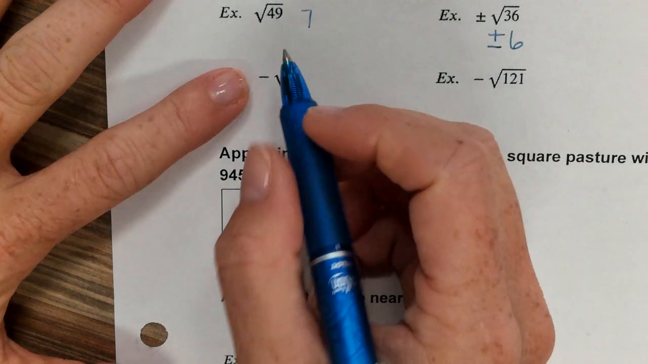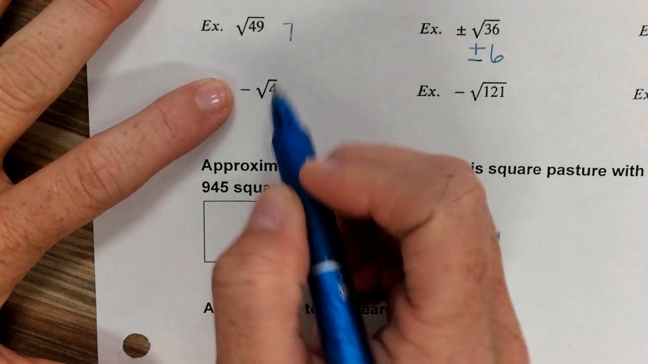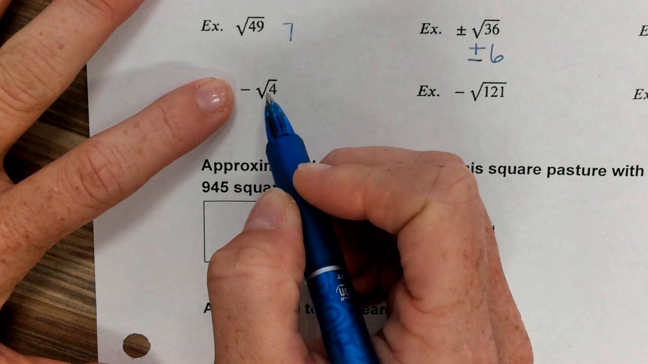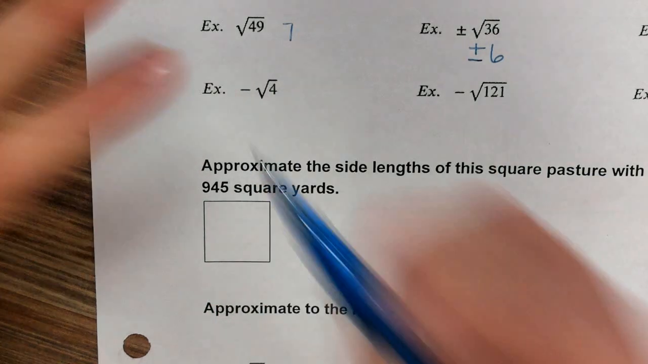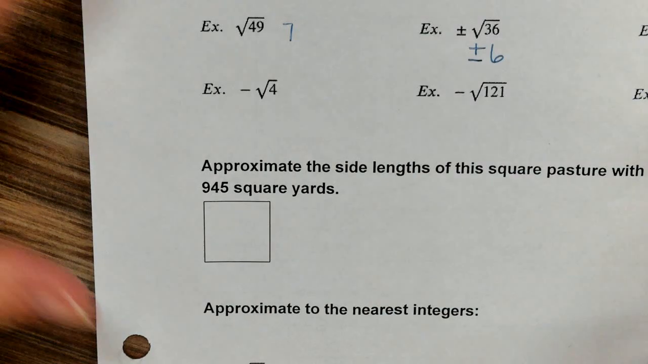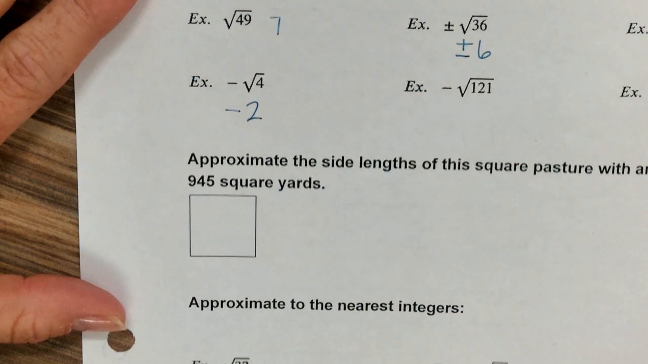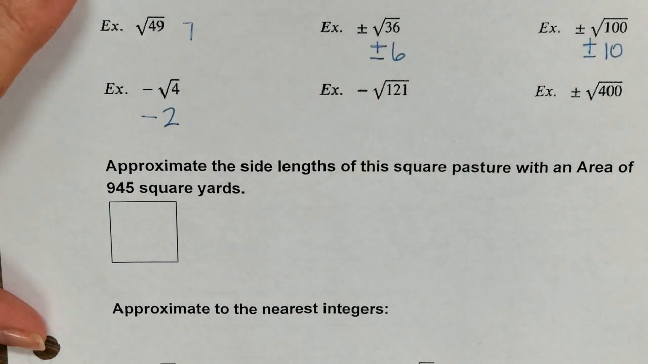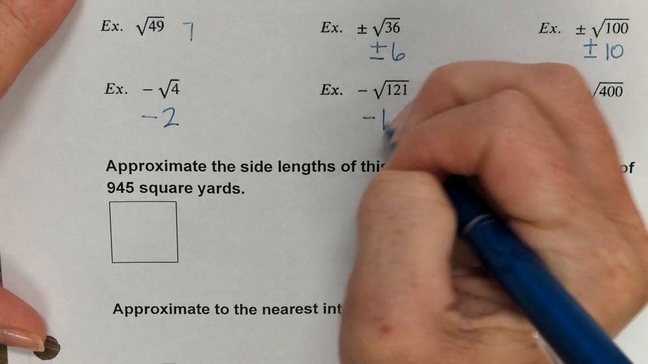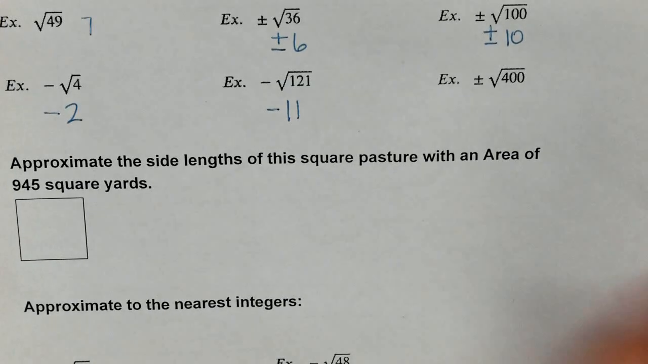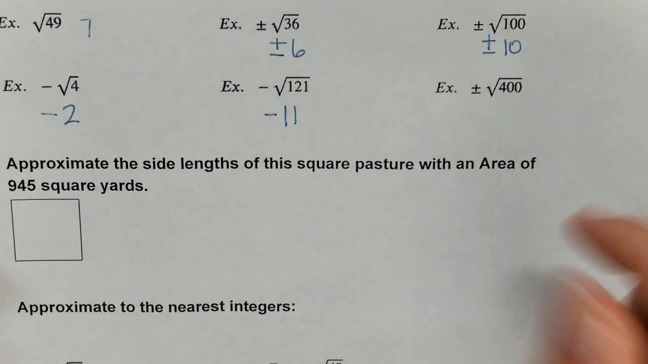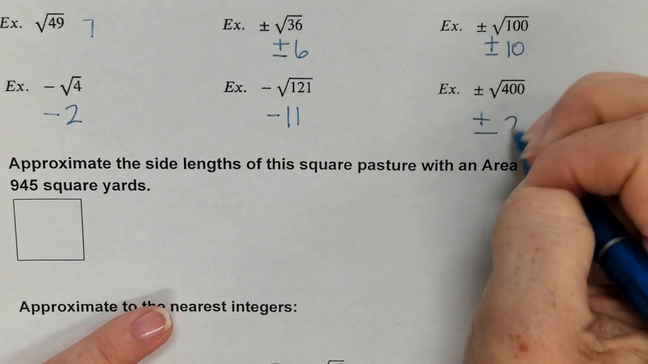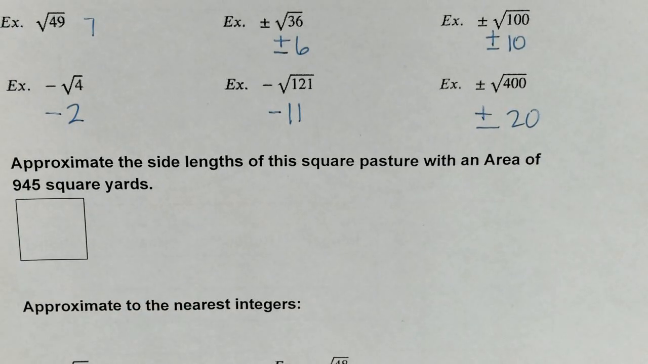Now look at the next example. This one is only wanting the negative version of the square root of 4, which is going to be negative 2. This is wanting the negative square root of 121, which is negative 11. And this one wants both answers, positive and negative 20. Super easy, yes? Okay, next part.